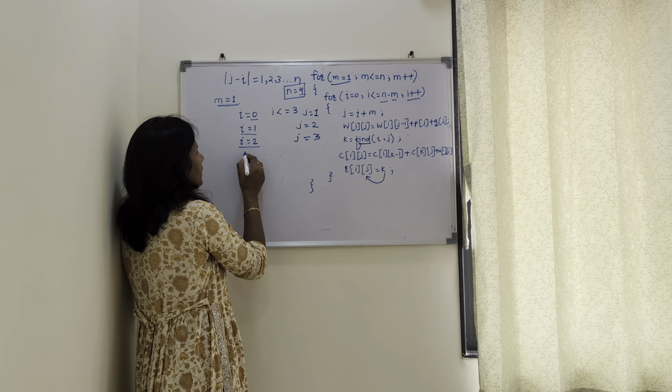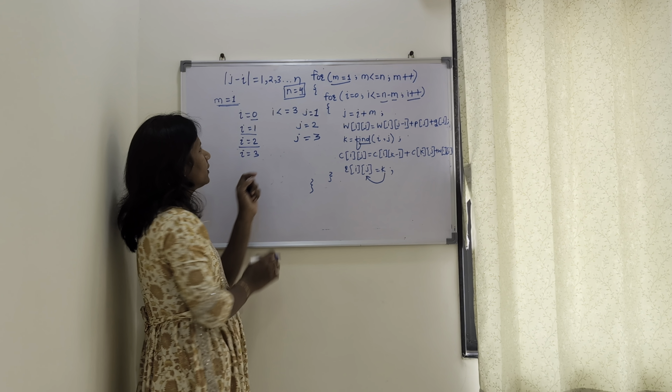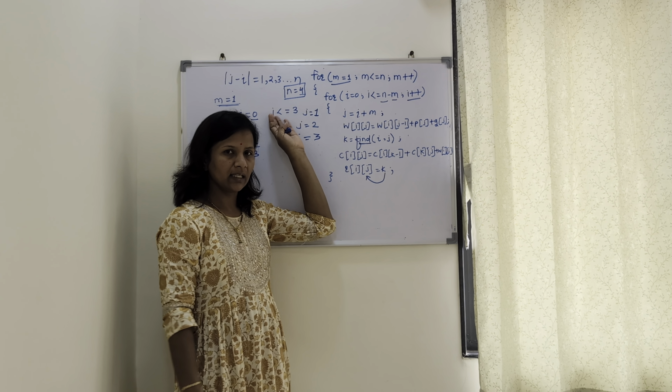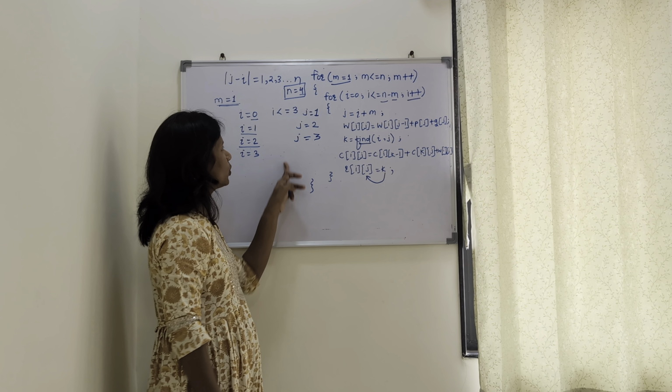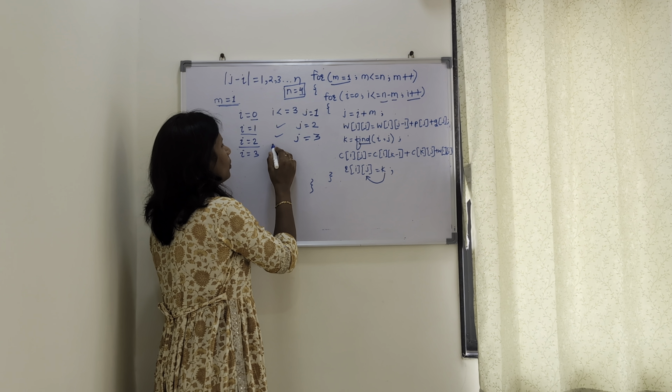Again i will be incremented. Now i will become 3. 3 is not less than, but equal to 3. So the condition is true and it will come inside the loop.